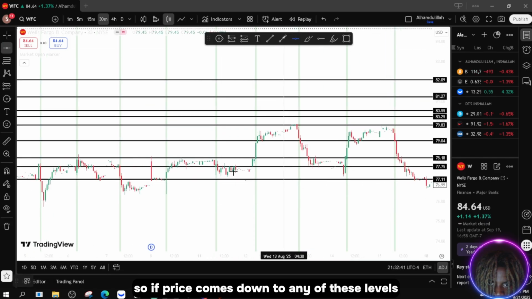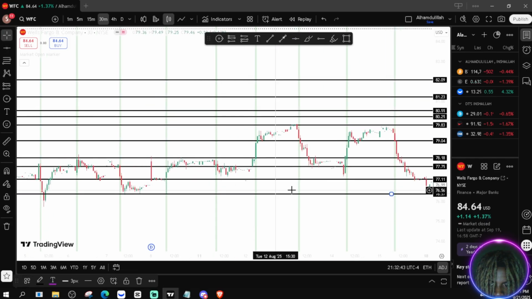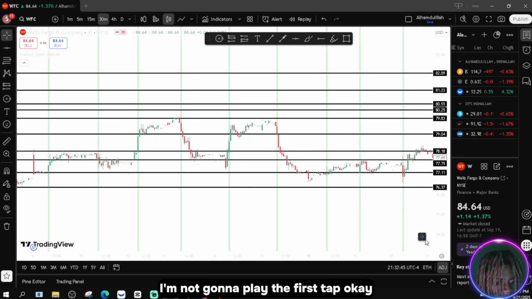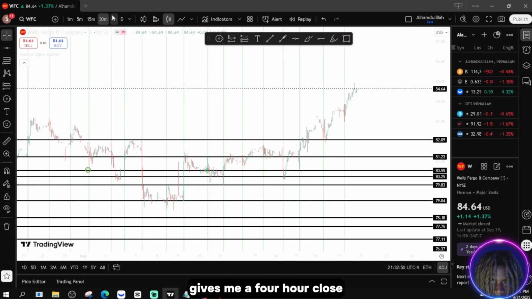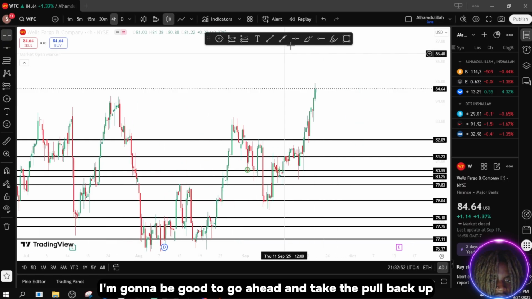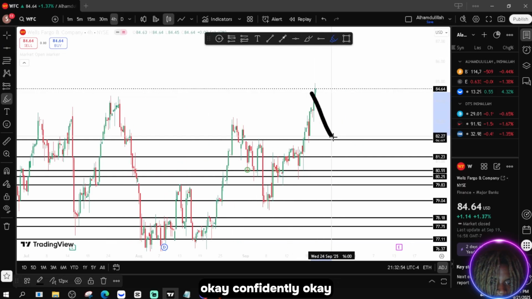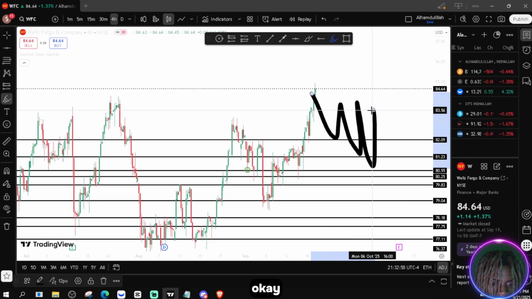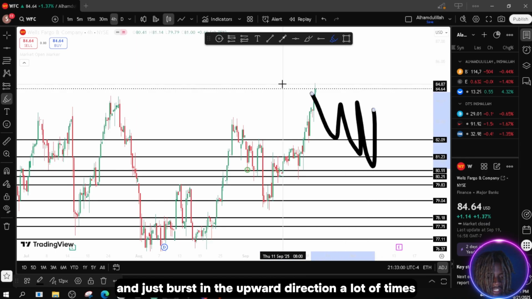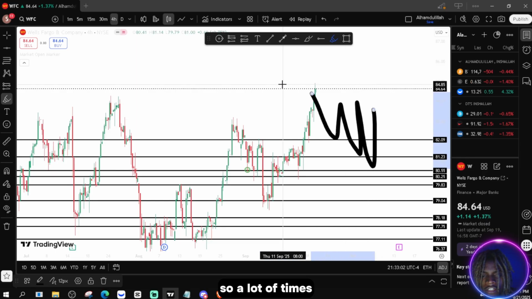So if price comes down to any of these levels, it gives me a 4-hour close. I'm not going to play the first tap. If price comes down to any of these levels and gives me a 4-hour close, I'm going to be good to go ahead and take the pullback up confidently. These are 930 levels where market wants to open up at and just burst in an upwards direction a lot of the times. So a lot of the times market will mirror what it's done in the past, so it could definitely do it again for sure.